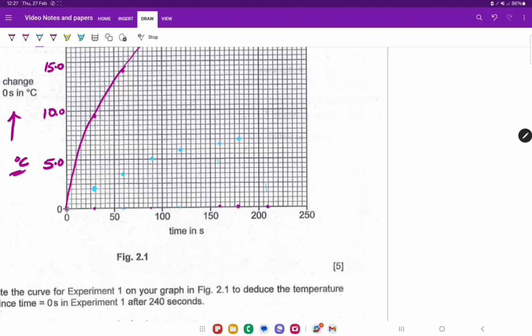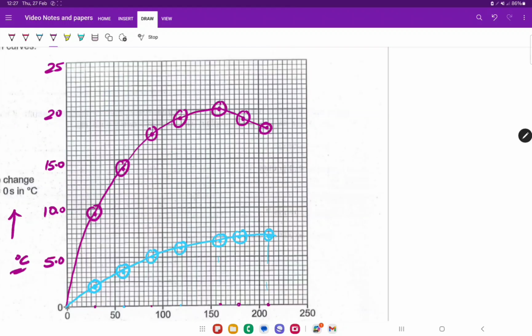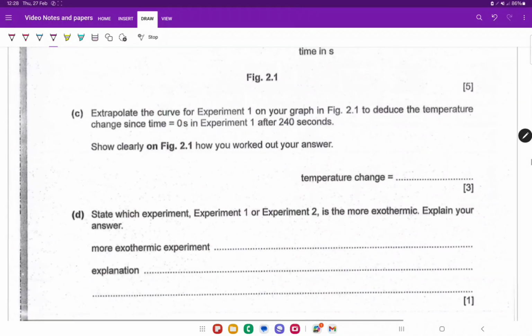This is 210, and this again 7. These are the pointers for this graph. And if I plot a graph from 0, this will be my best fit line. So this is the graph, and this is the first part of the question done.